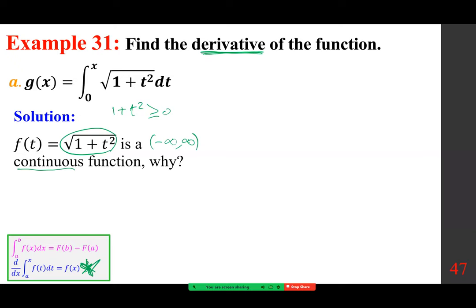Therefore, according to the fundamental theorem of calculus, all you have to do is replace the t with x. So g prime of x is the square root of 1 plus x squared, according to this FTC. So this says, if the bottom is a number, whatever it might be, and you want to take a derivative of this expression, just replace the variable in there with the x.